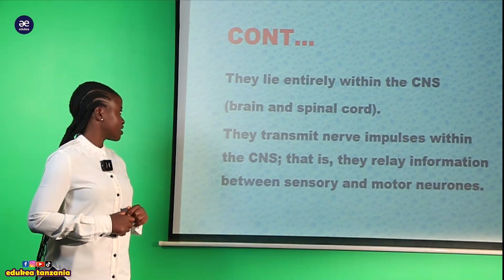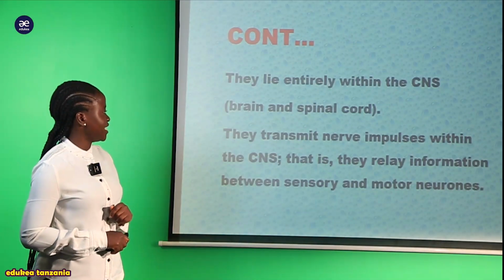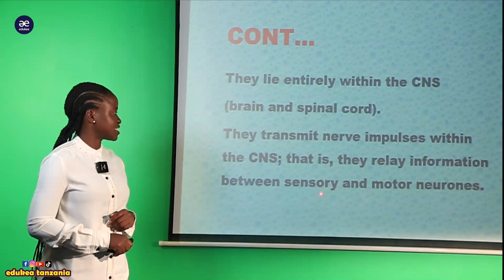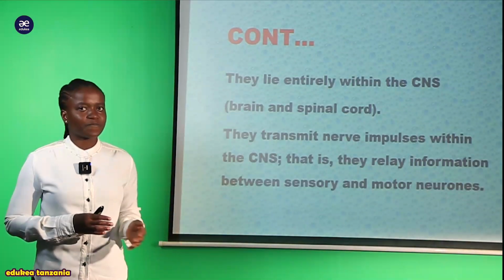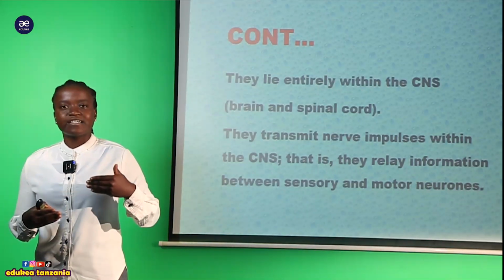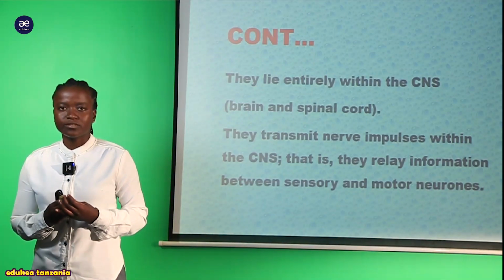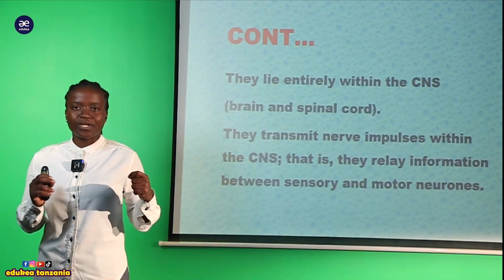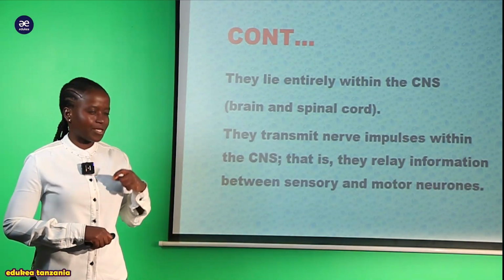Their role, or the function of the interneuron, is to transmit nerve impulses within the central nervous system. That is, they relay information between sensory and motor neurons, and that is where the word relay neuron comes from. These interneurons link information between a sensory neuron and a motor neuron. The interneuron connects the sensory neuron with the motor neuron.